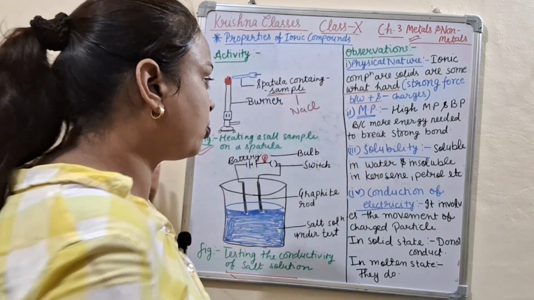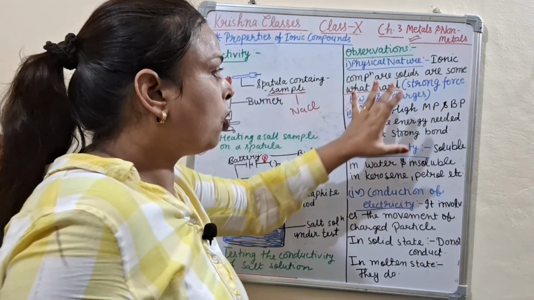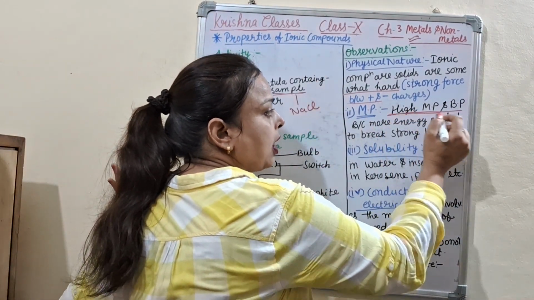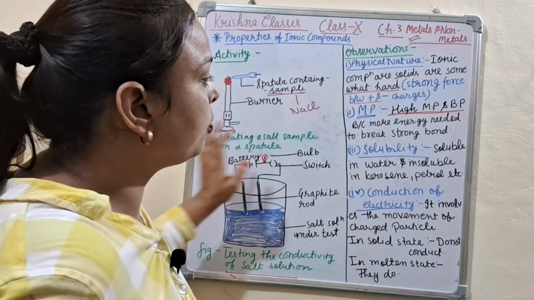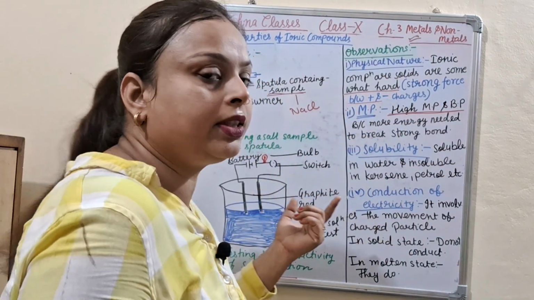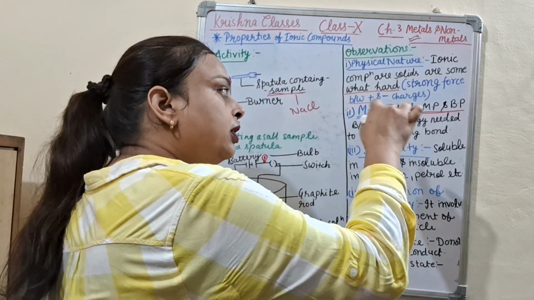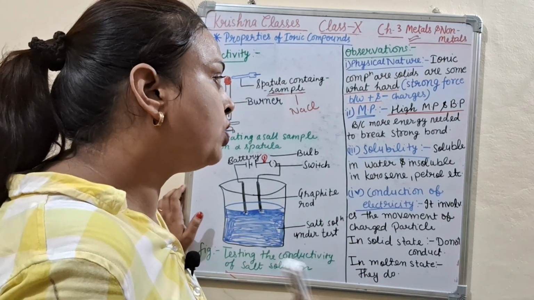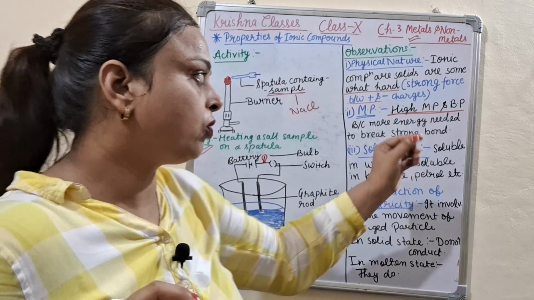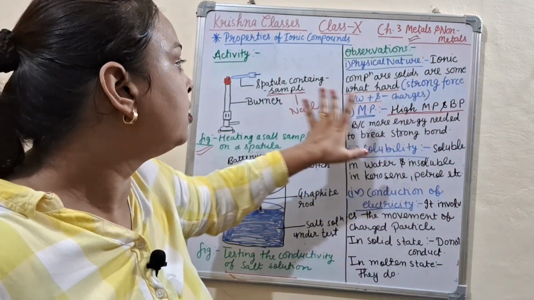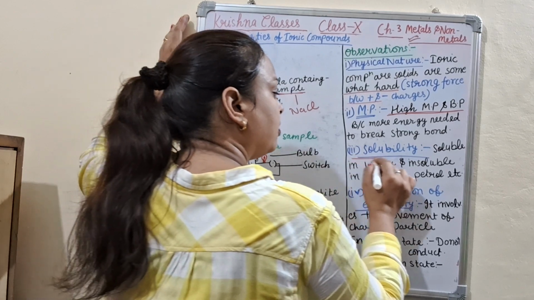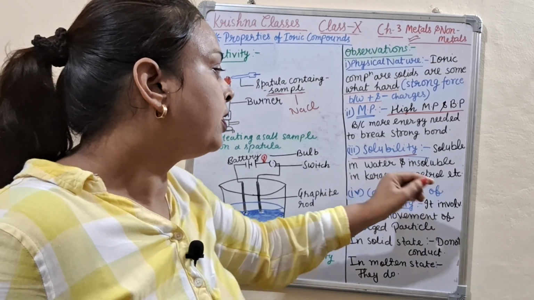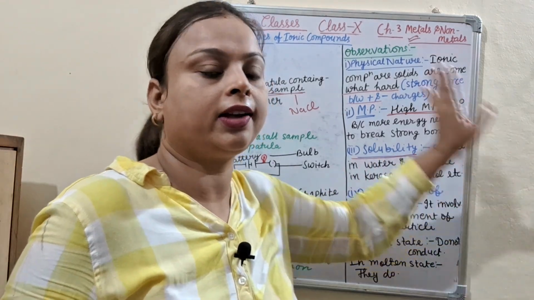Now come to the next point, melting and boiling point. Ionic compounds have high melting and boiling points because more energy is needed to break the strong bond. In an ionic compound, both ions are connected to each other by a strong force of attraction. That's why the melting and boiling points of ionic compounds are very high. Solubility: ionic compounds are soluble in water and insoluble in kerosene, petrol, etc.